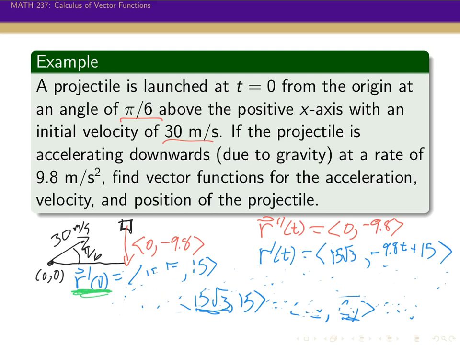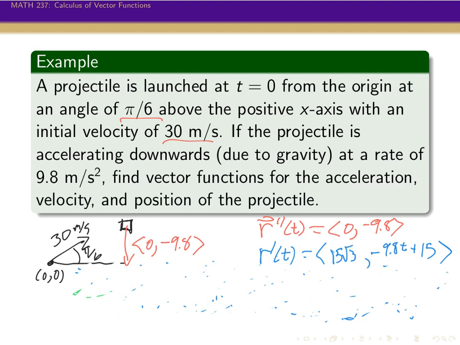Okay, and then last but not least, we need the actual r of t. We need the actual position vector as this is going along, but we can do the same trick again, right? So its derivatives have to be 15 square root of 3 and minus 9.8t plus 15. And so we can just integrate up to get r of t.